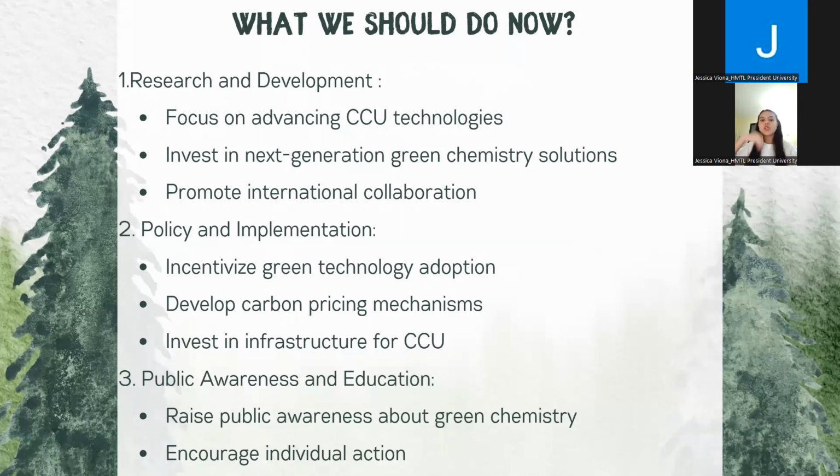This includes exploring new methods for capturing CO2, improving the efficiency of conversion processes, and identifying a wider range of applications of captured CO2. Next is next-generation green chemistry solutions. Supporting research into even more sustainable chemical processes and materials is essential. This could involve exploring bio-based alternatives to traditional chemicals, developing closed-loop production systems that minimize waste, and designing products with better end-of-life options, like biodegradable and recyclable ones.